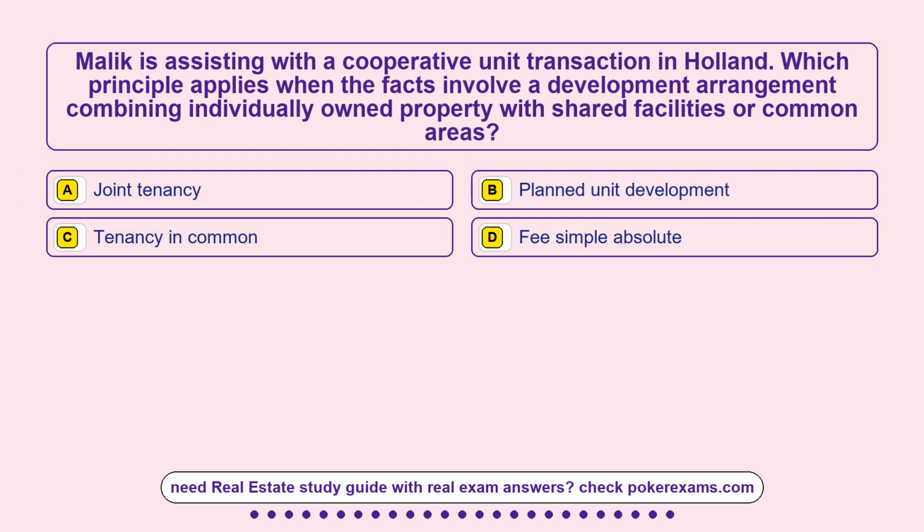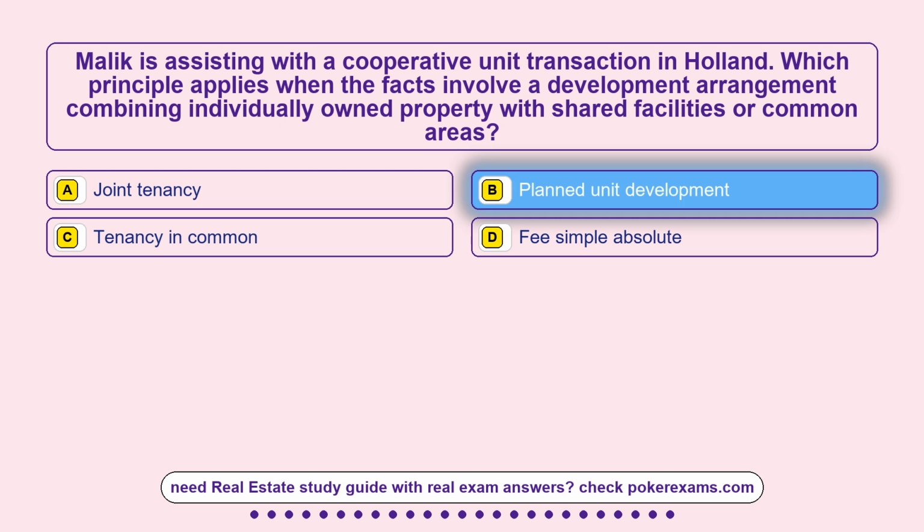Question 16. Malik is assisting with a cooperative unit transaction in Holland. Which principle applies when the facts involve a development arrangement combining individually owned property with shared facilities or common areas? Option A, joint tenancy. Option B, planned unit development. Option C, tenancy in common. Option D, a fee simple absolute. The correct answer is option B, planned unit development.